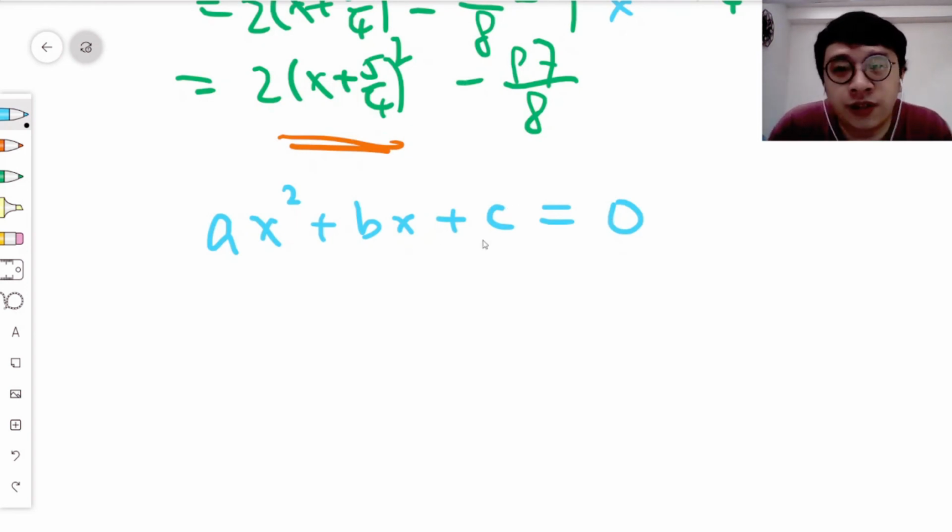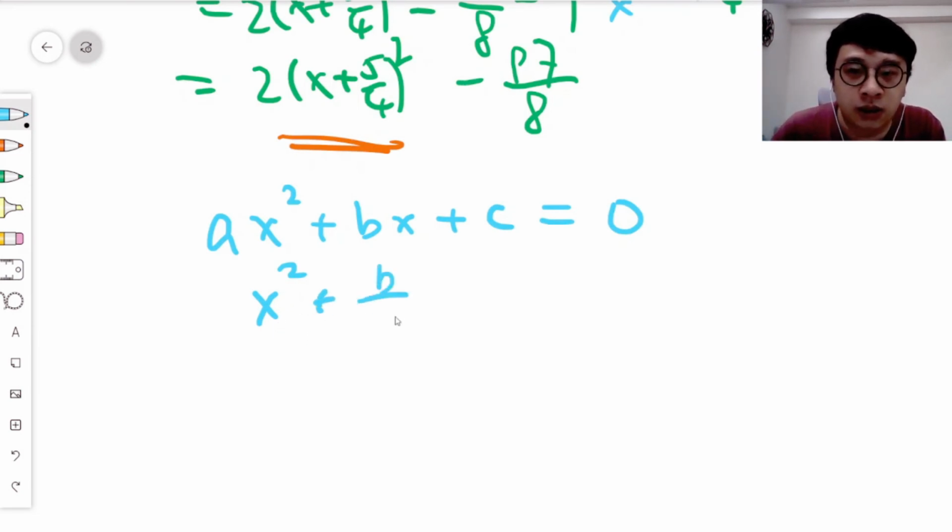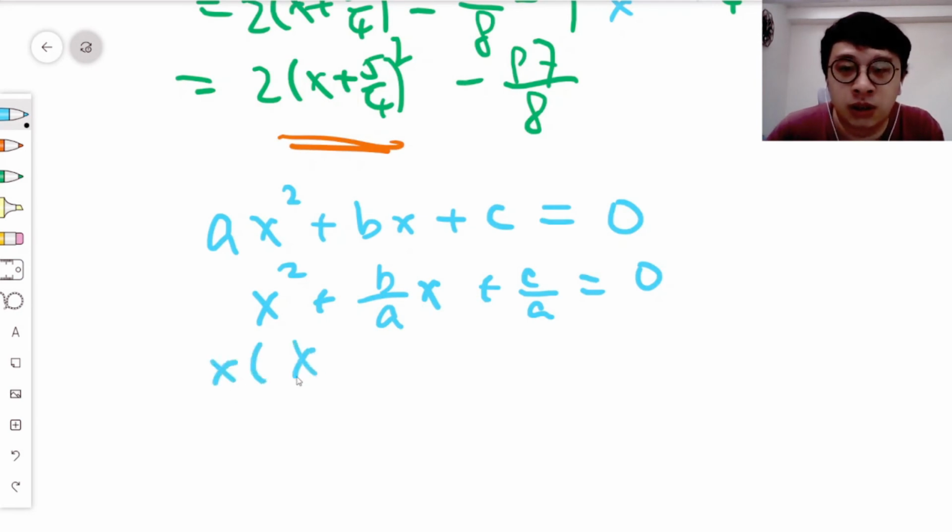We just divide it by a. Then we can make sure that the x squared term is 1x squared instead of something x squared, and then it's b over a x, and then it's c over a equals 0, and then we do what we have done so far.